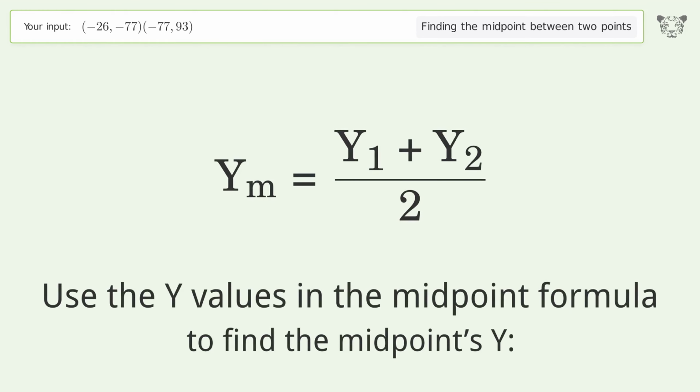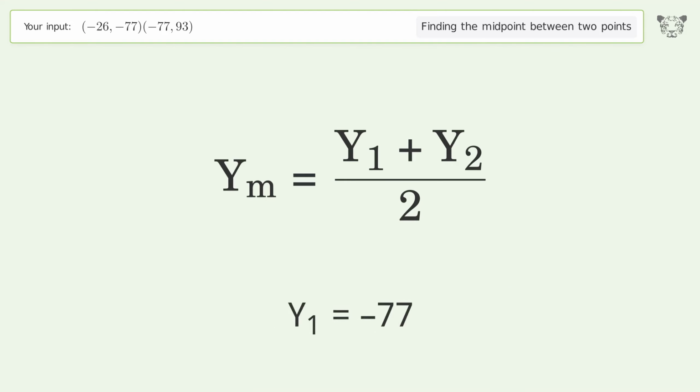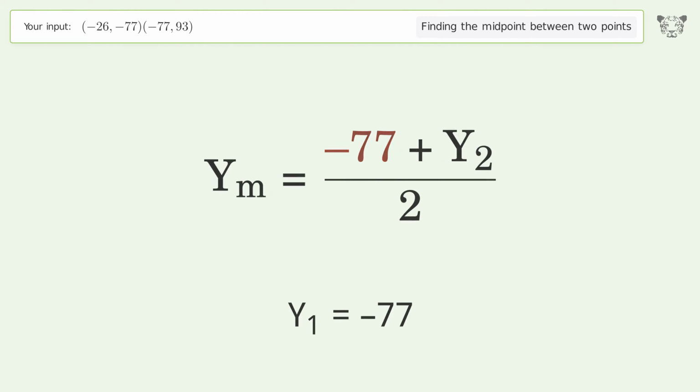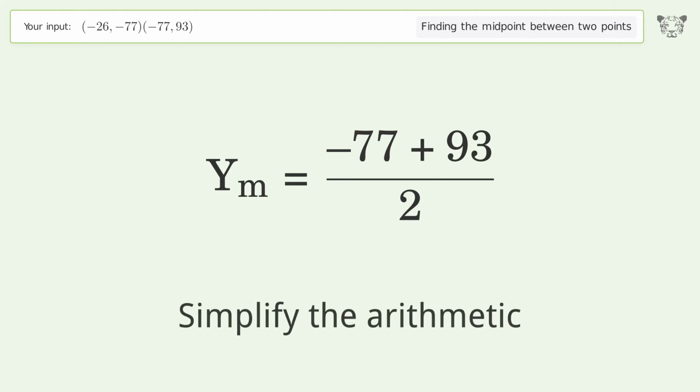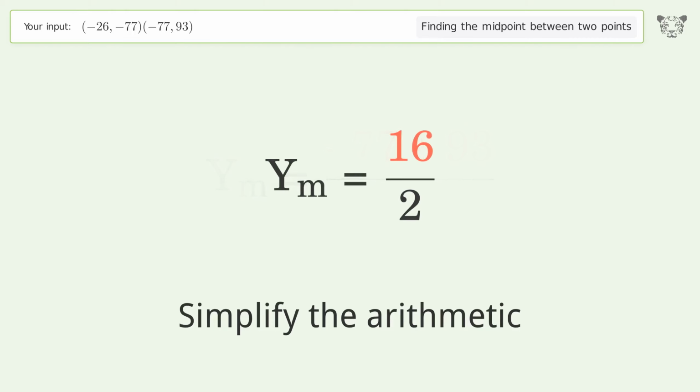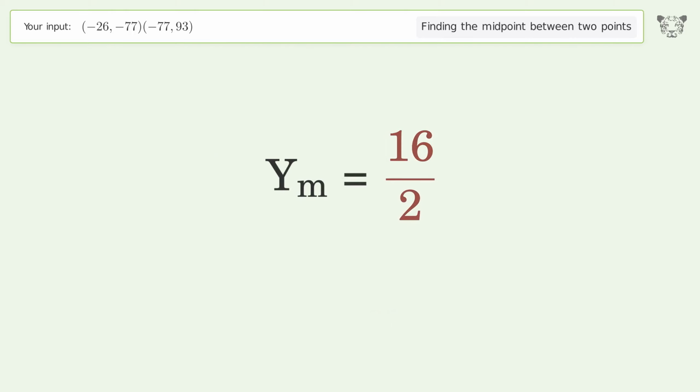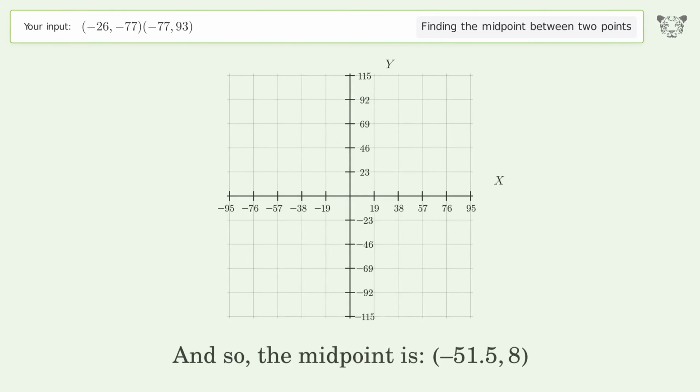Use the y values in the midpoint formula to find the midpoint's y. y1 equals negative 77. y2 equals 93. Simplify the arithmetic. And so, the midpoint is negative 51.58.